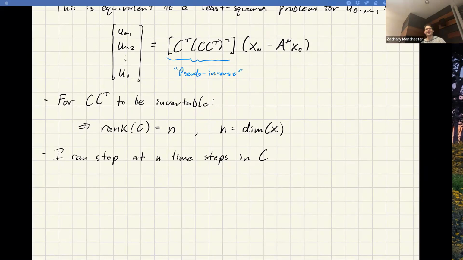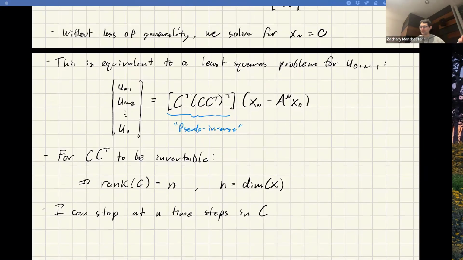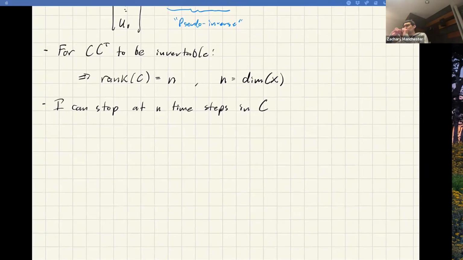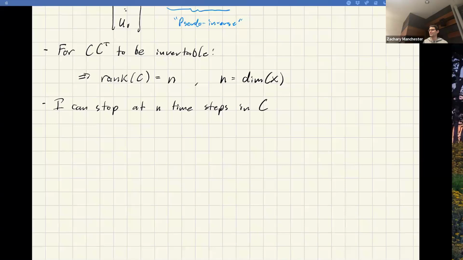Not quite. You got it. Okay. So this is a big deal. All this stuff is pretty simple. This is like the one move that requires a little bit fancier linear algebra knowledge.